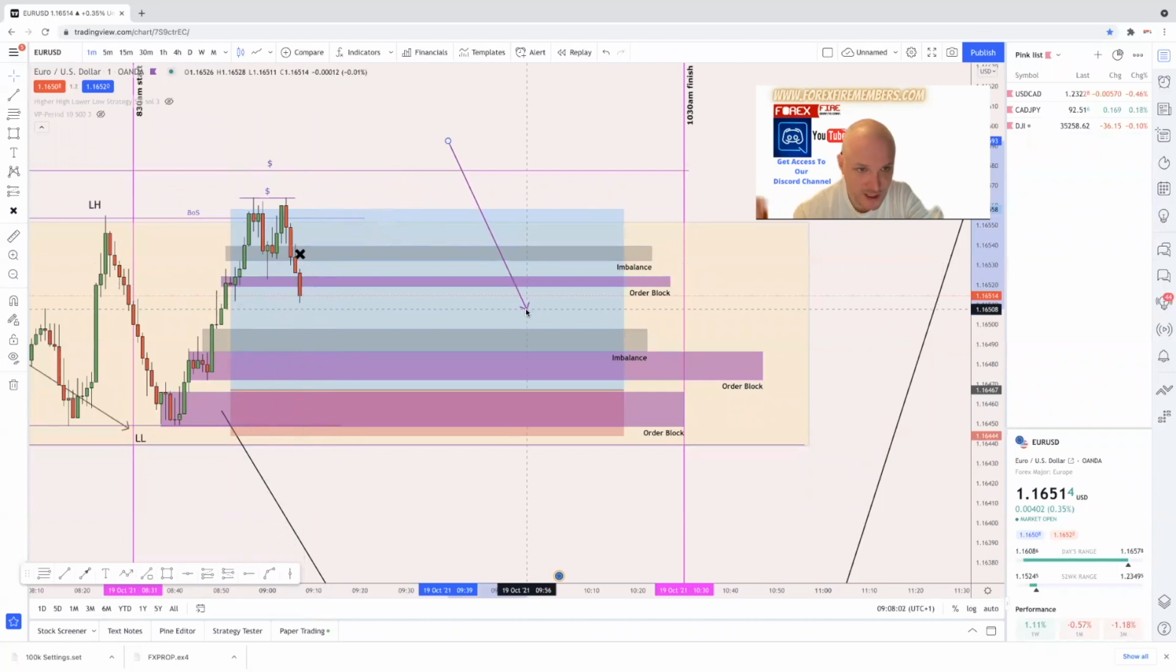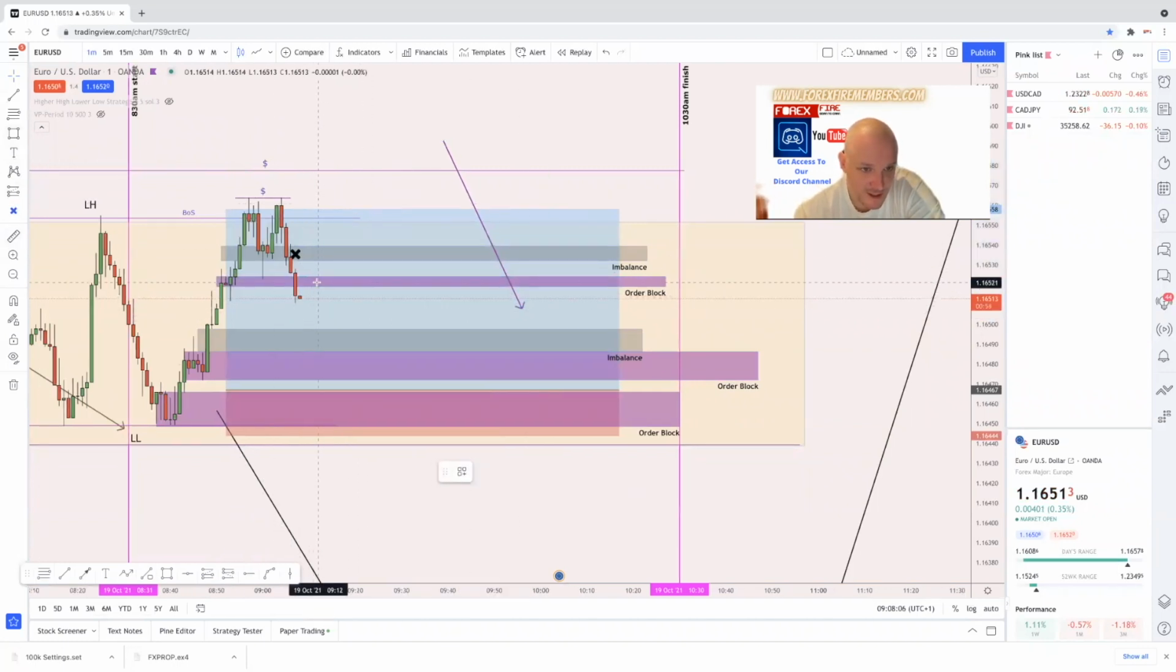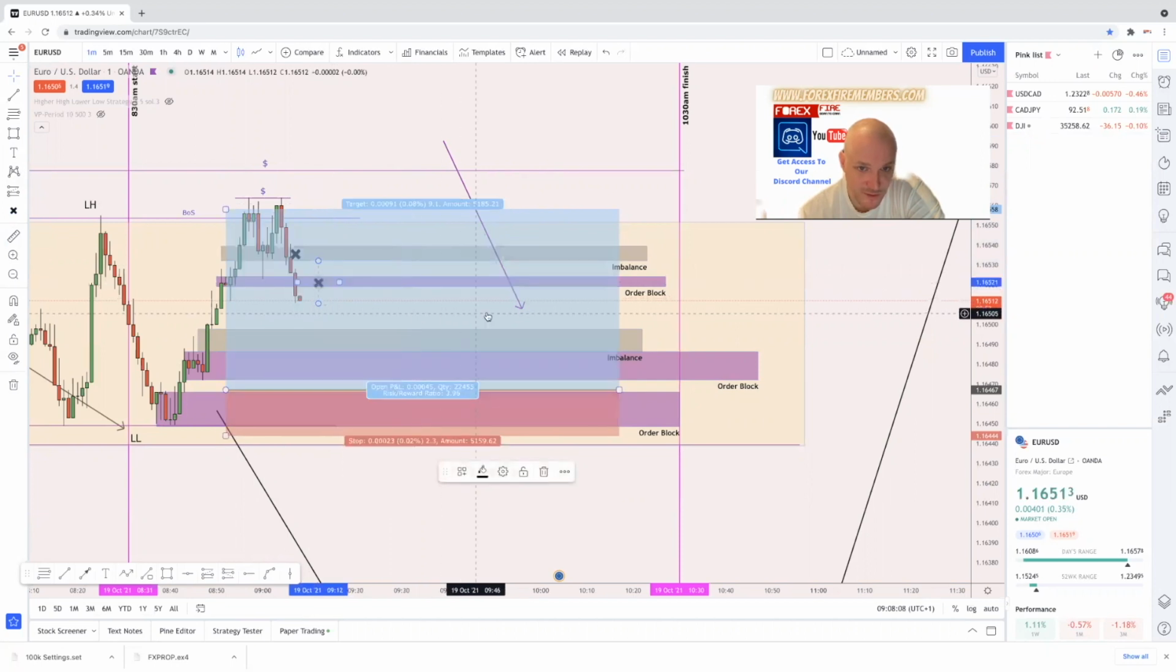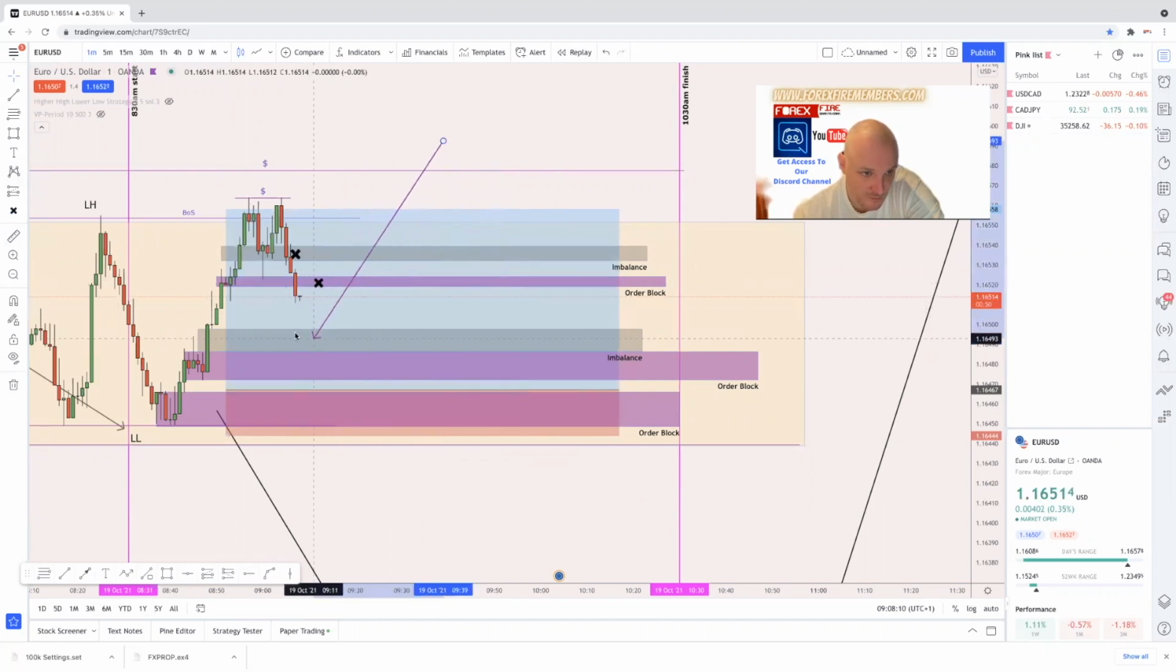So we've come down, we've now smashed through that. So there's a smash through number 2. So now we're heading towards the footprint of imbalance here, and this consolidated like it's a mixture between a pullback and an order block as such, because there's been indecisiveness here.